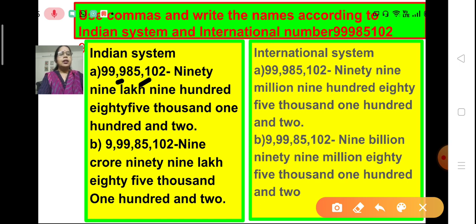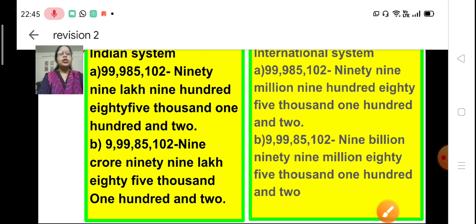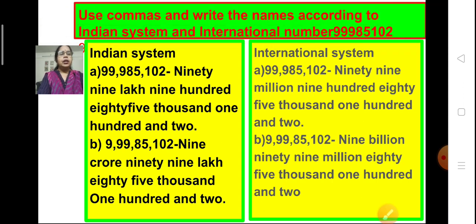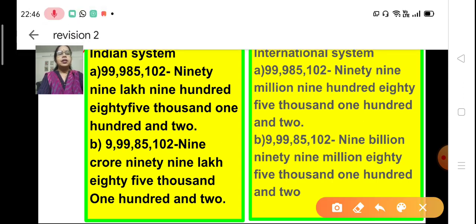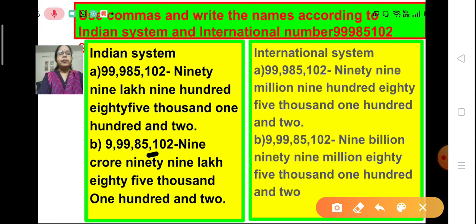So let's look at the next option. In the next option, how the commas are put? The first comma is after 3 digits from the right, and the next comma is after next 2 digits, and the next comma is after next 2 digits. So this is right system of putting commas according to Indian system of numeration. And let's look at the name given, 9,99,85,102. So this is right. So which option is right? Option B is correct answer.